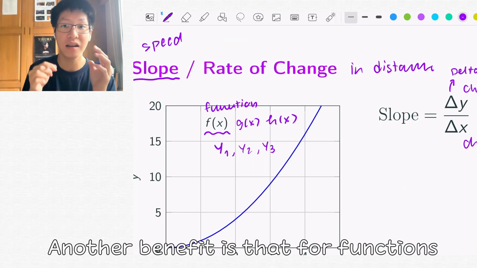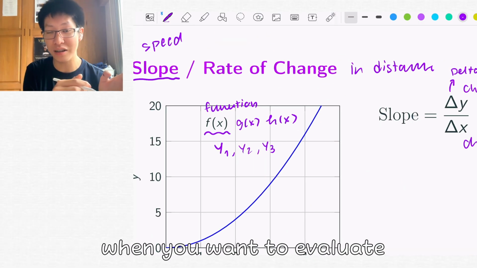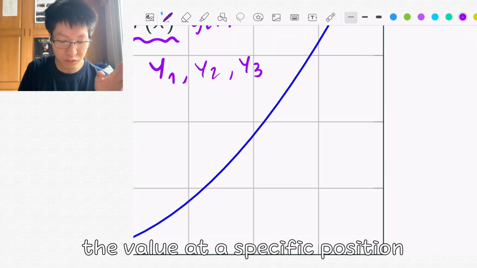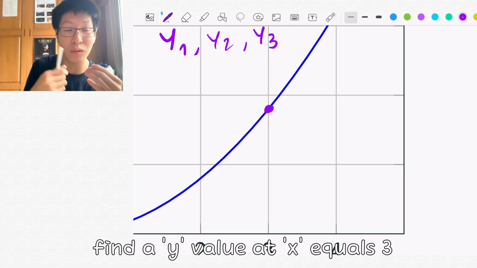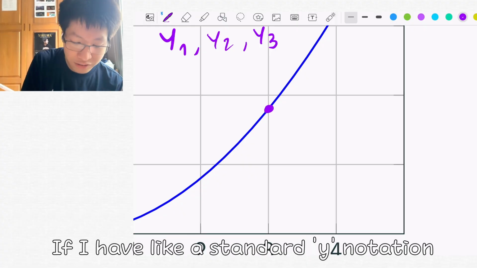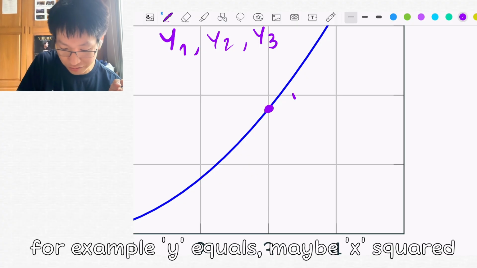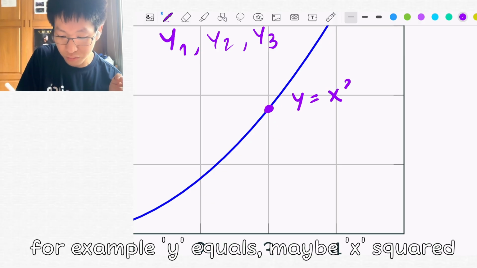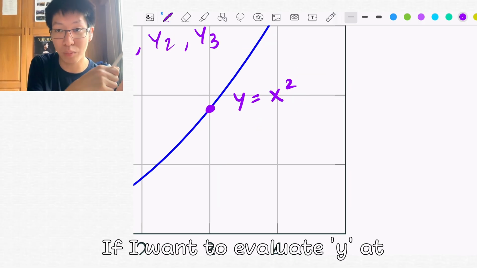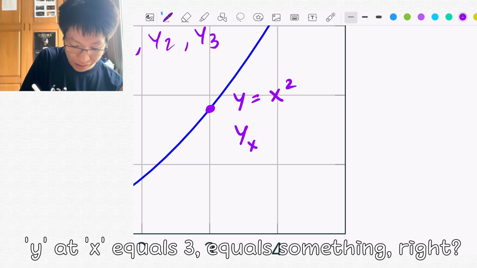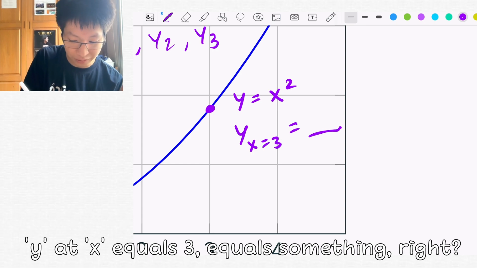Another benefit is that for functions, when you want to evaluate the value at a specific position, for example, if I want to find the y value at x equals 3, if I have a standard y notation, for example, y equals x squared, if I want to evaluate y at point 3, I may say, okay, y at x equals 3 equals something, right?